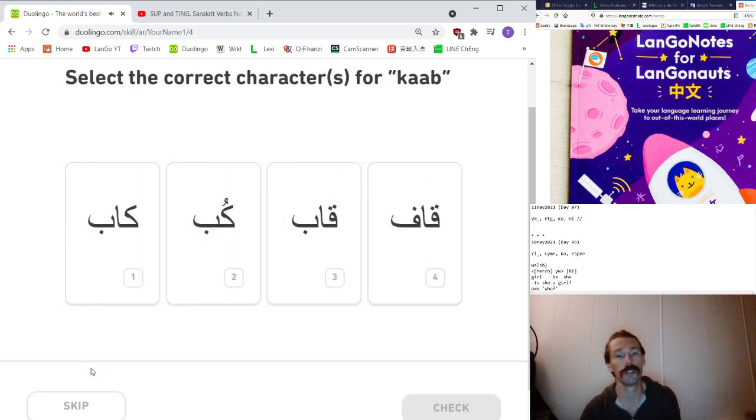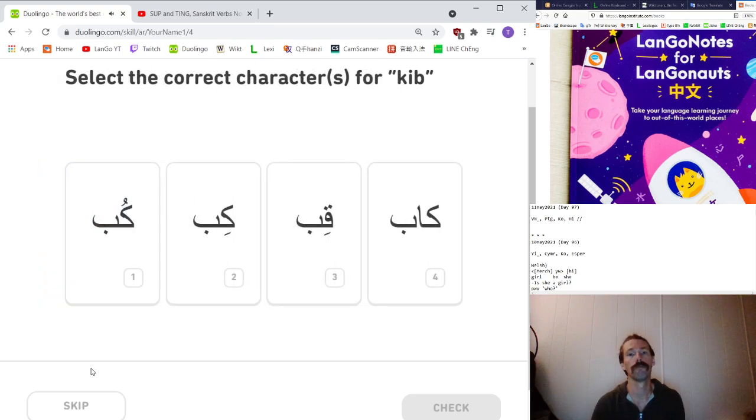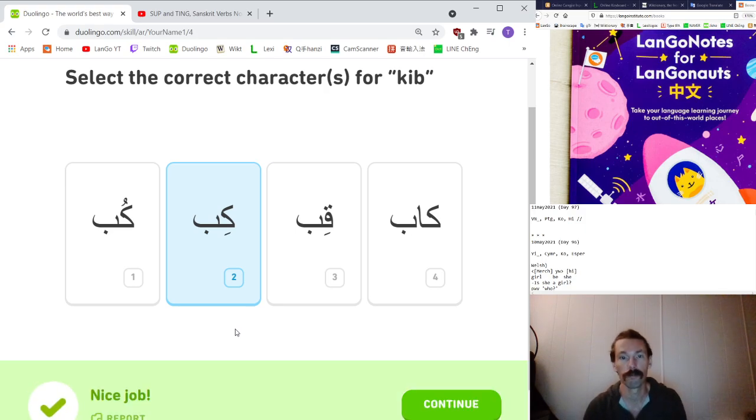Cab. Initial K. Keb. Kib. Initial K, short I. It's there. Kib. Single line below for I. It's called a kasra, that vowel, that letter shape.